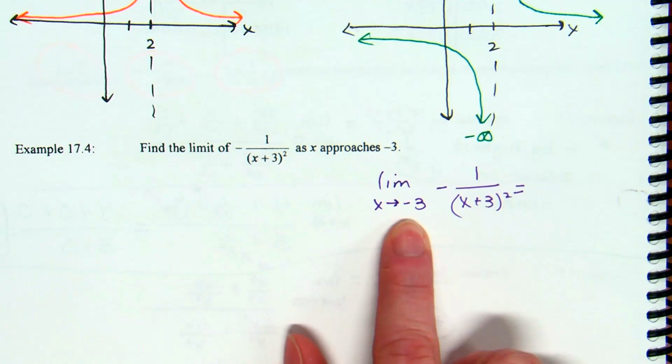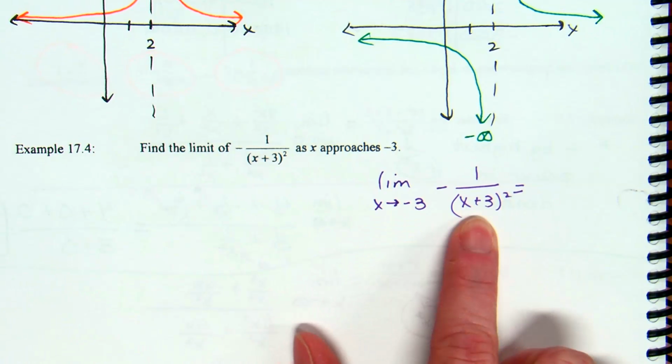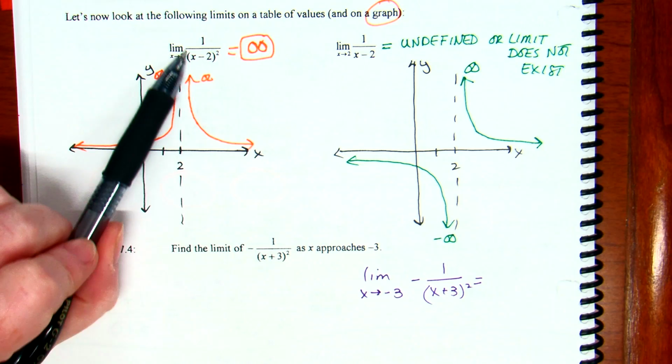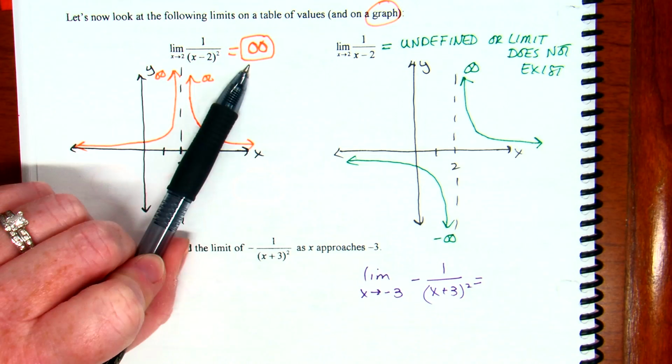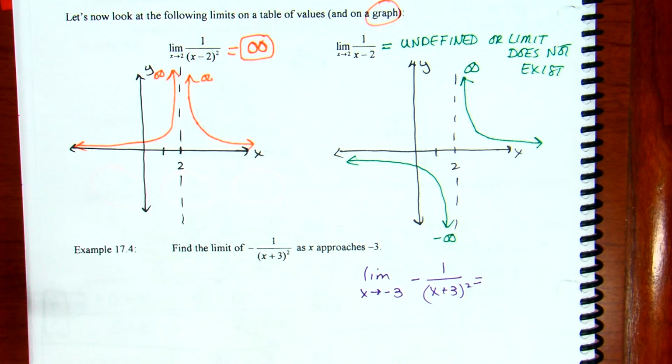Negative 3 plus 3 is 0. 1 divided by 0? Here's something to take into account. Up on the very first example, 1 divided by 0 turned out to be a positive infinity. Here, 1 divided by 0 turned out to be undefined or does not exist. So is there a set answer when 1 is divided by 0? No. You have to consider the graph. You have to consider from both ways to decide. Maybe it's infinity, or maybe it does not exist.